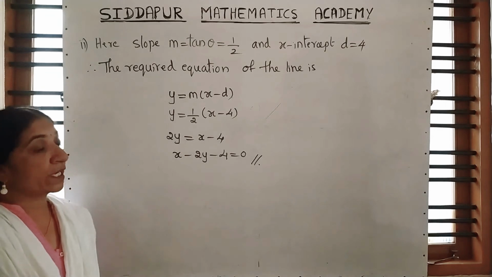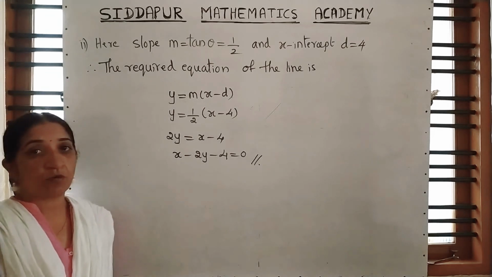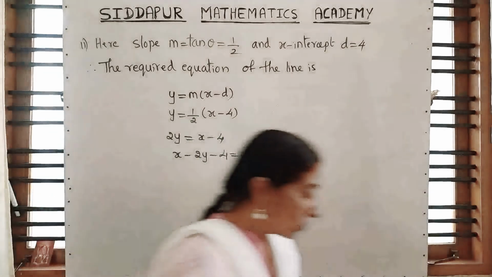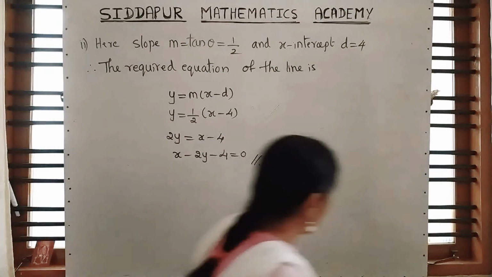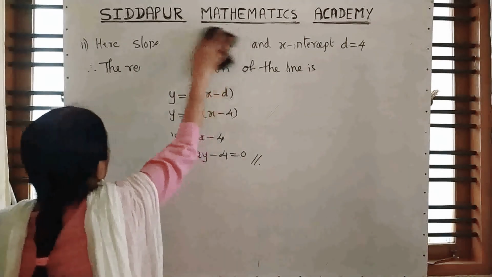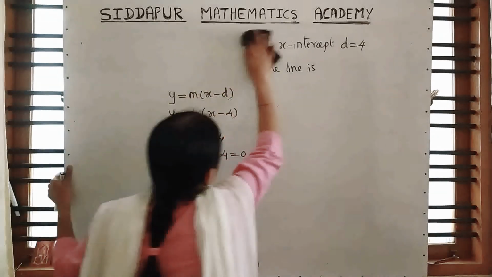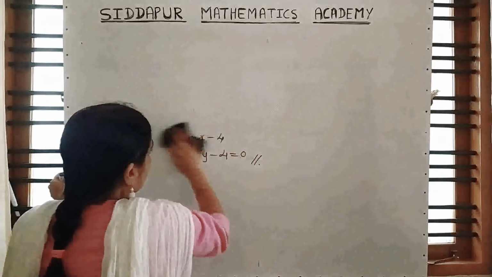Now I am moving to the next derivation, that is intercept form of a straight line. Before moving to intercept form of a straight line, see first what the intercepts are and how you are marking them. That is very important.